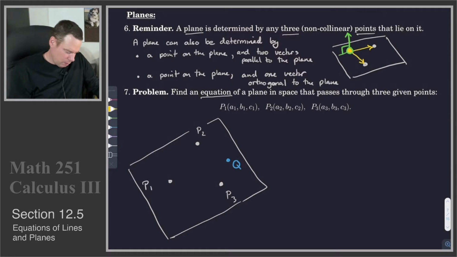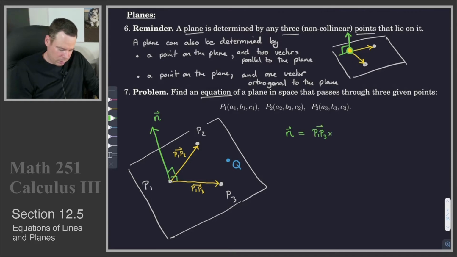How can we do that? Well, from these 3 points, we can construct 2 vectors. So we'll construct those 2 vectors. This one's the P1, P2 vector. This one's the P1, P3 vector. Once we've got 2 vectors parallel to the plane, we can take their cross product and get a vector that's perpendicular to the plane. Let's call that vector n. So we can construct this vector n, which is P1P3 cross P1P2.